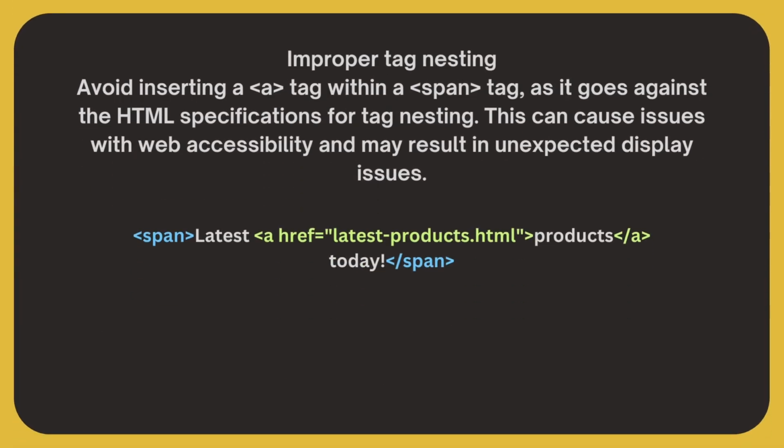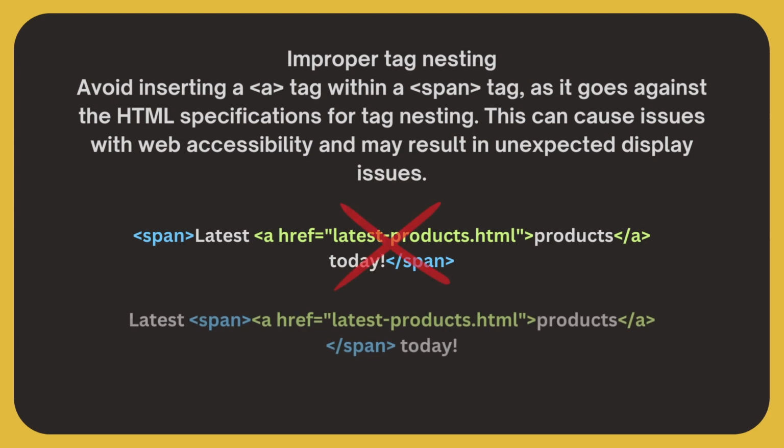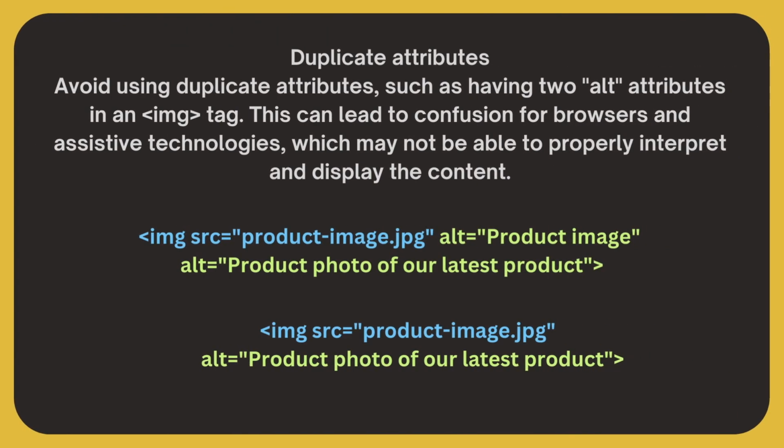Second, improper tag nesting. Avoid inserting an A tag within a span tag, as it goes against the HTML specification for tag nesting. This can cause issues with web accessibility and may result in unexpected display issues. Third, duplicate attributes. Avoid using duplicate attributes such as having two alt attributes in an image tag. This can lead to confusion for browsers and assistive technologies, which may not be able to properly interpret and display the content.